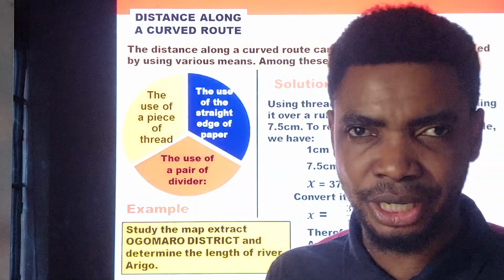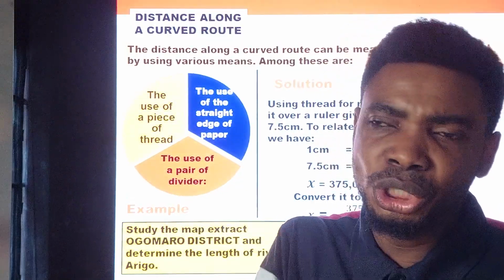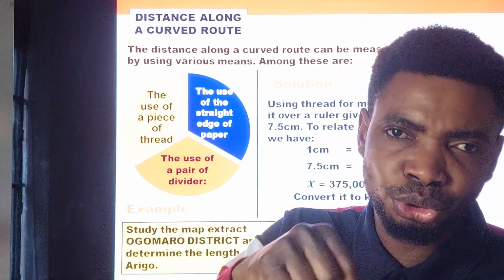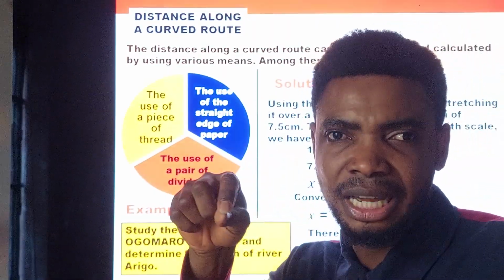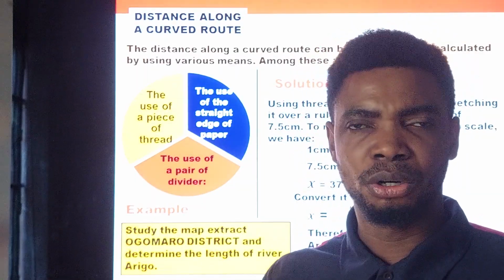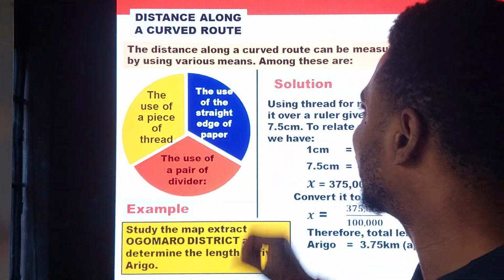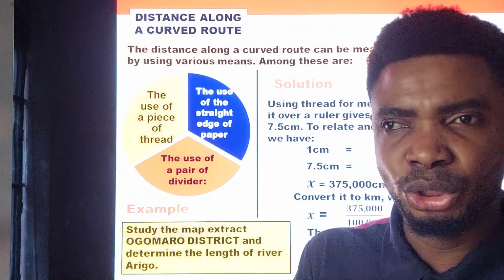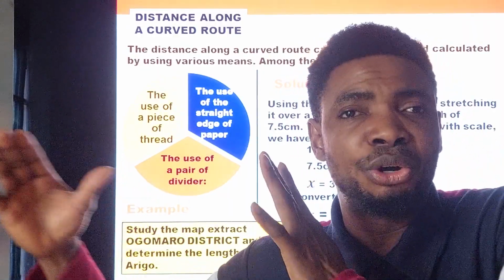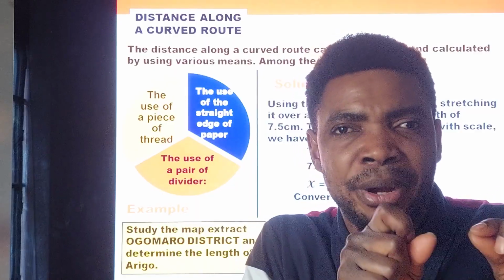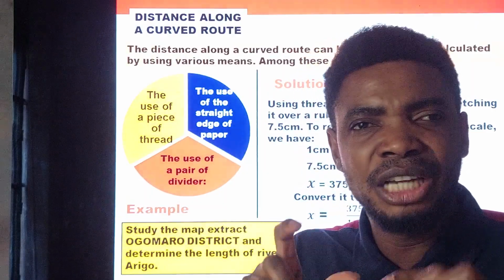If you want to use a thread, don't forget that it's a curved route. So you can get a thread and use the thread to trace the curved part, and then stretch it on the ruler to know the total length of that thread. Or if you are using the straight edge of a paper, you will just put your paper between the two locations.